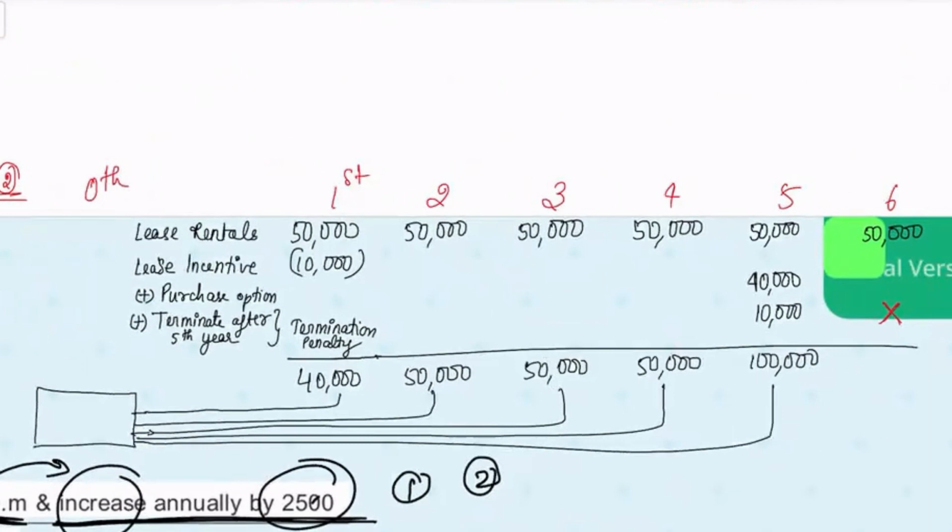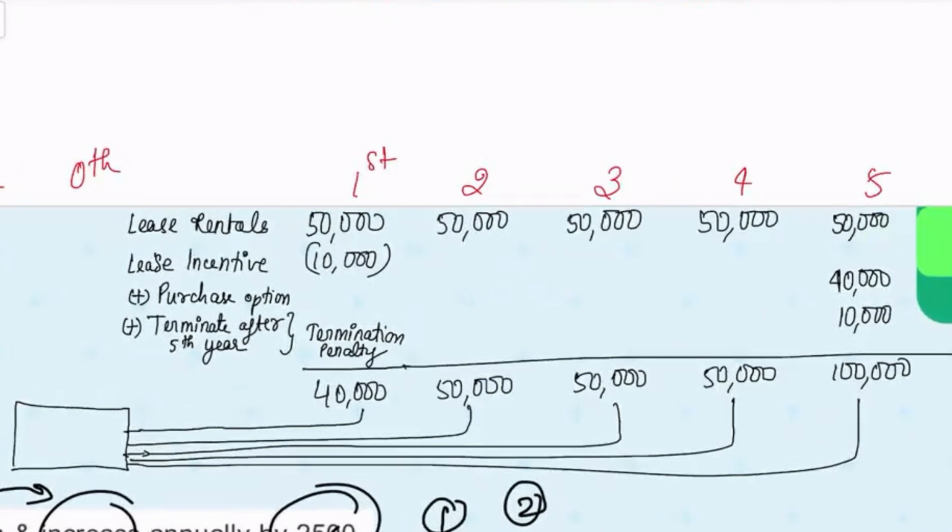Just directly 50,000 every year you're paying. Now suppose this time we have decided that we are going to have 5 years of lease term, and as usual every year you have to pay 50,000, 50,000, 50,000 and so on. Until 5 years, every year end you have to pay 50,000. So in the usual case, you would have pulled all these 50,000 to the present and found out the present value.